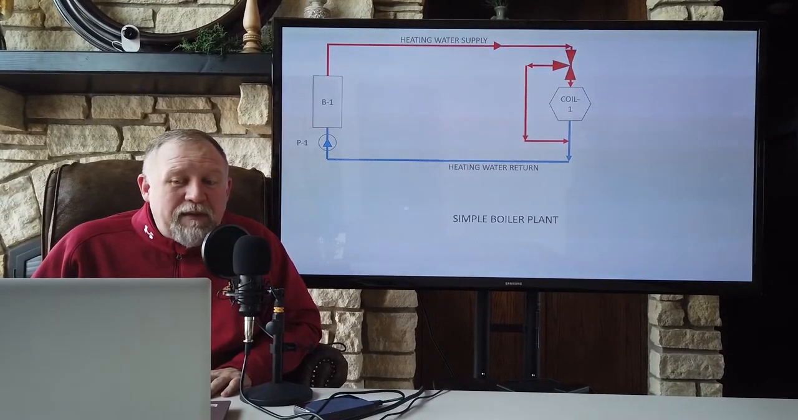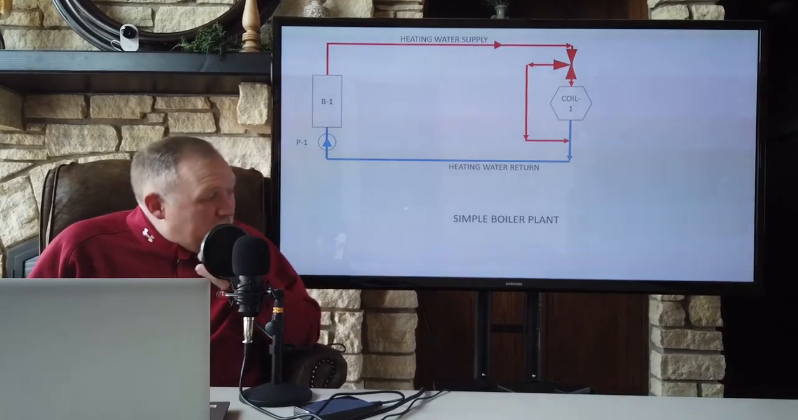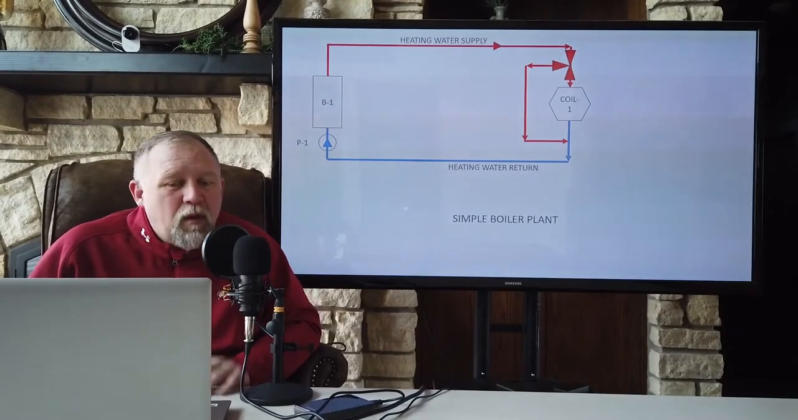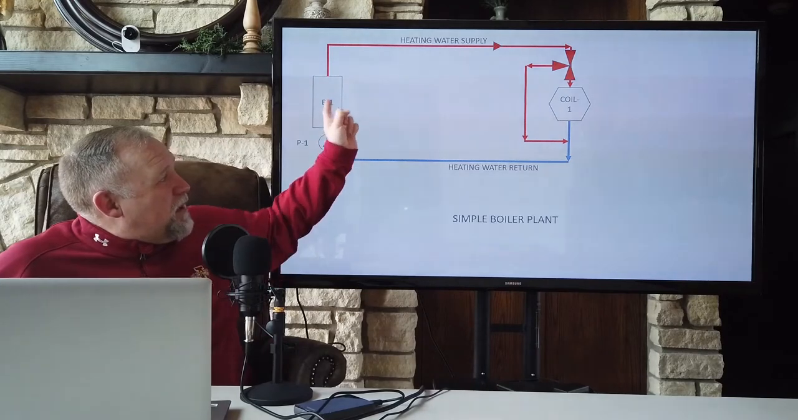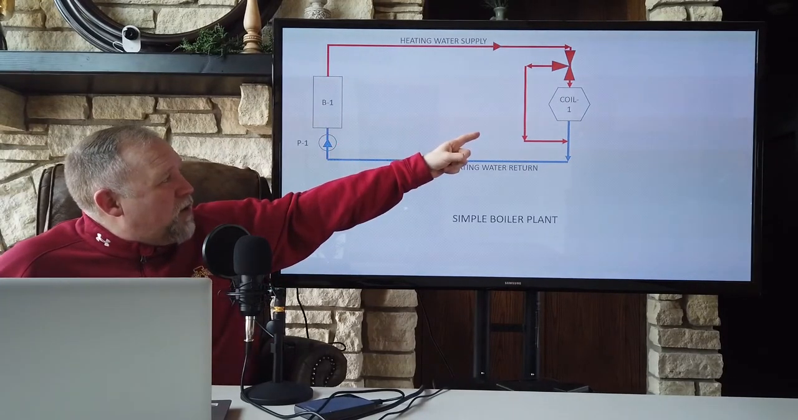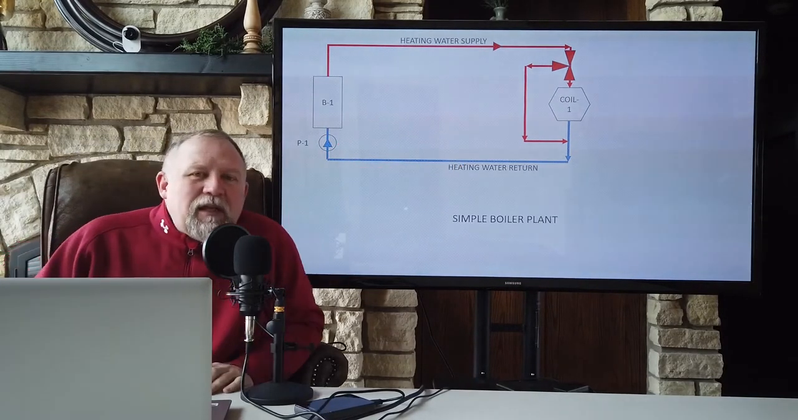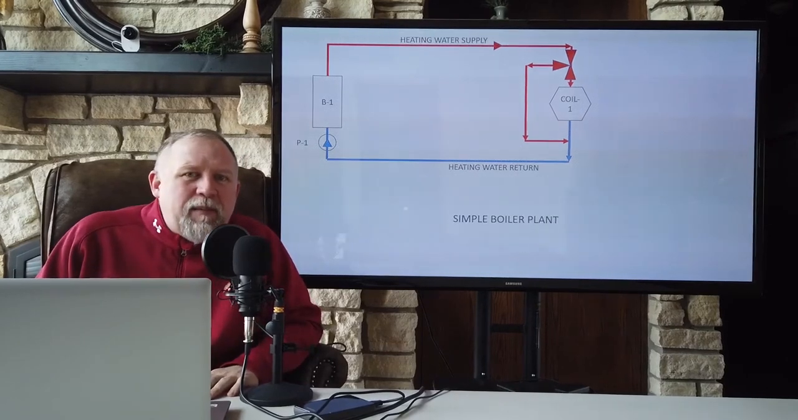Very, very simple and very reliable. I mean, it worked, except for one thing: we are using a lot of pump energy just to pump it all the way out to the coil if it's not used.